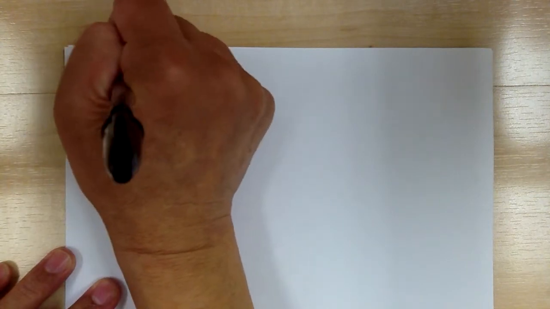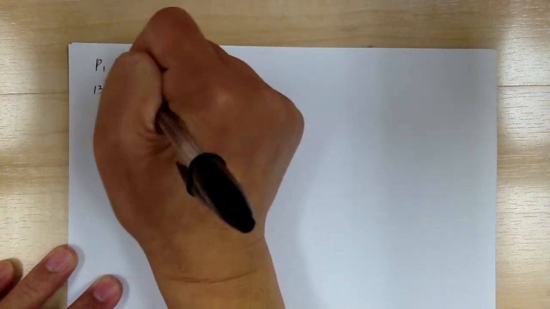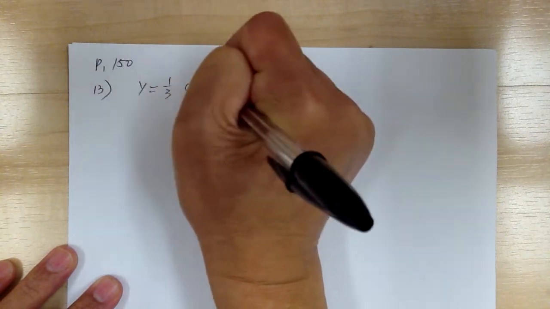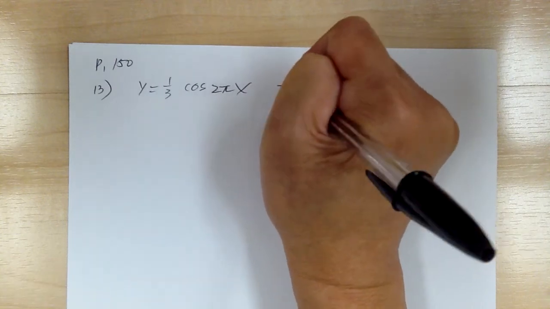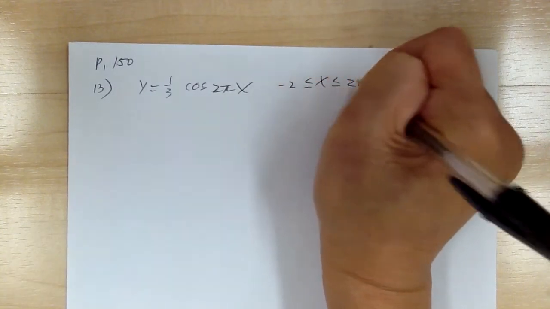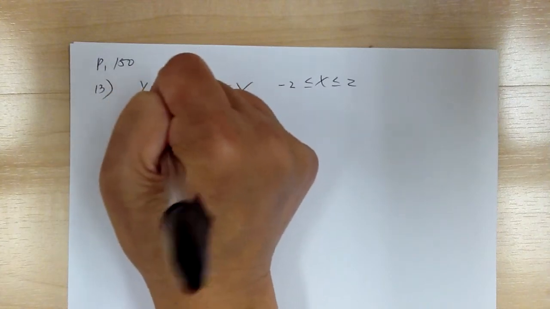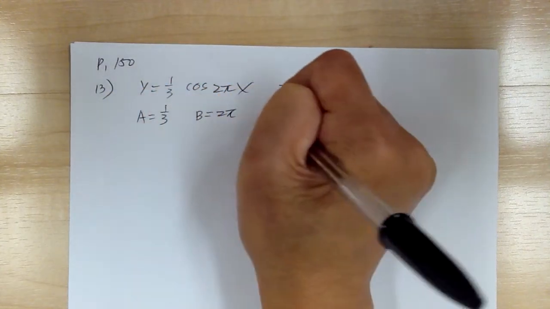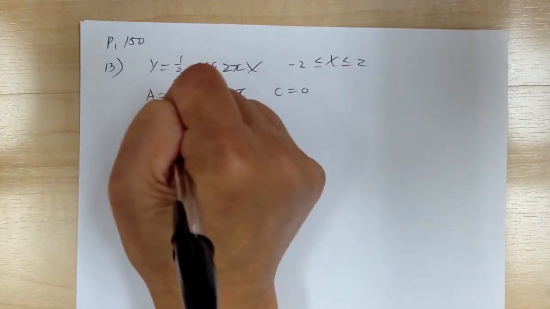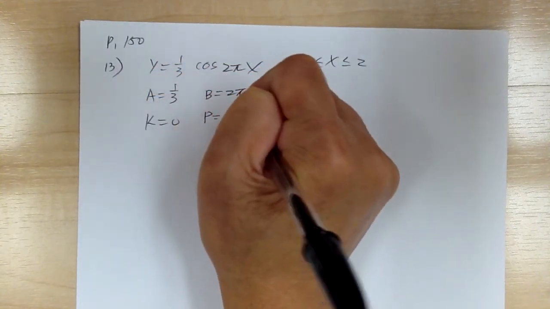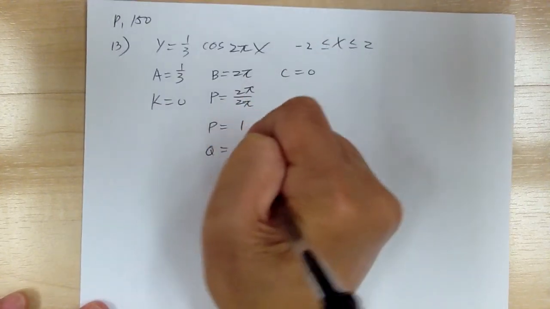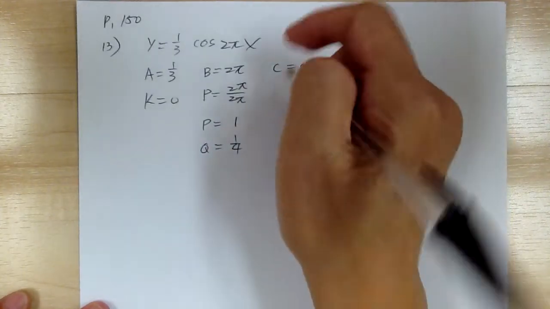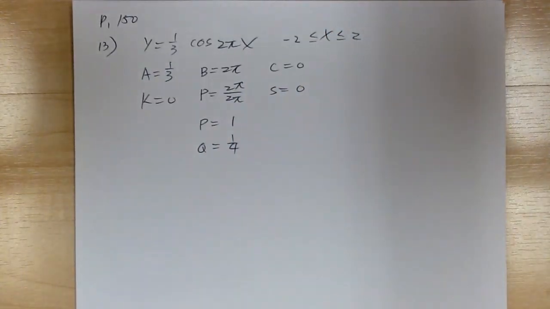Okay, let's go to 13. You have y equal to 1/3 cosine of 2 pi x. And you want to go from -2 to 2. So a equal to 1/3, b equal to 2 pi, c equal to 0, k equal to 0, period equal to 2 pi over b, so 2 pi over 2 pi, period equal to 1, so a quarter wave is 1/4, right? Quarter means 1/4. The shift equal to 0, so now we got all the information.